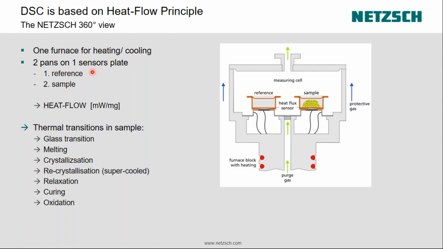So we have two sensors on the one sensor plate, one for the reference and one for the sample, and the heat flow is measured in milliwatt per milligram. Different transitions that we can measure in the sample are the glass transition, the melting, the crystallization when we heat the sample, or recrystallization when we cool the sample. We call this supercooling, in which we study the recrystallization effect of a polymer. We can also study relaxation, curing, and oxidation.